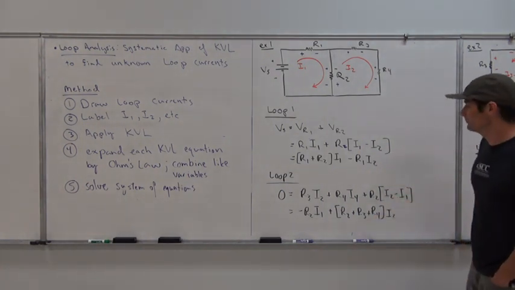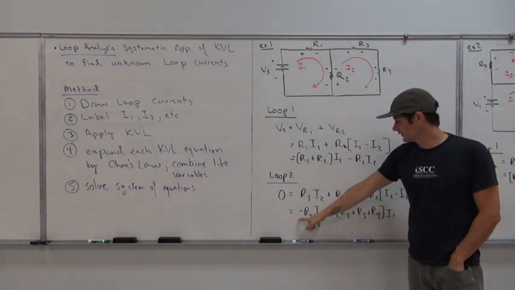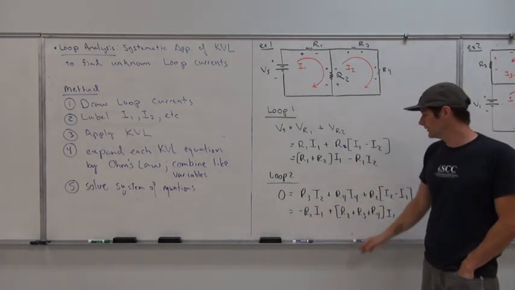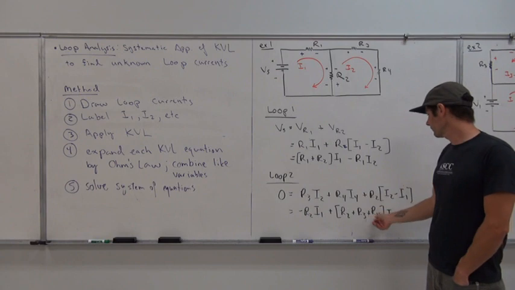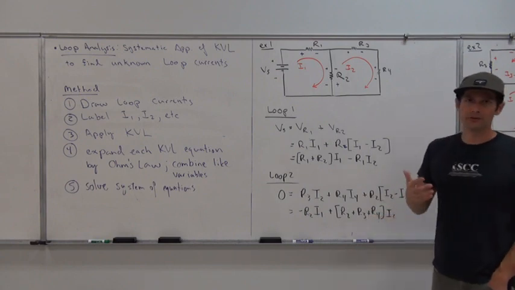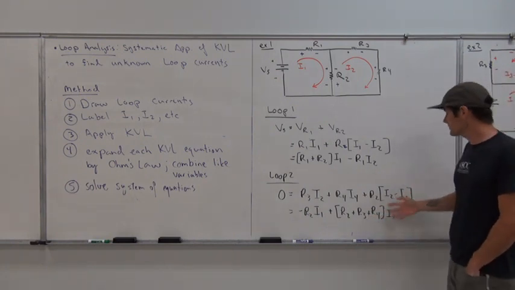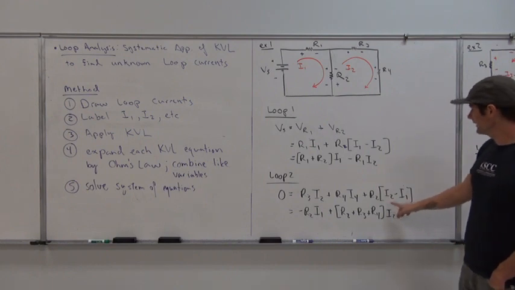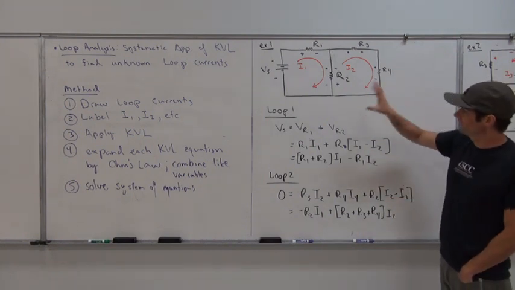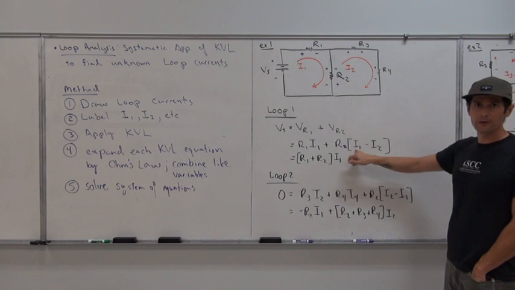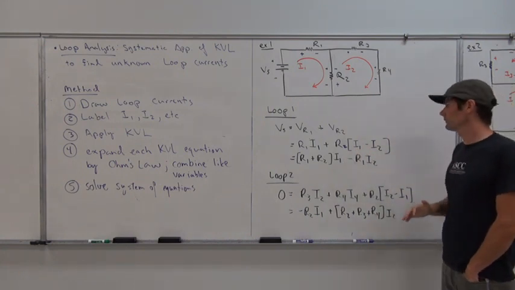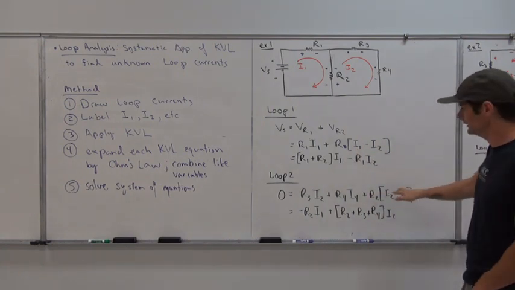And we go out, combine our like variables, and that comes out to be equal to minus R2 times I1 plus R2 plus R3 plus R4 times I2. So just note right here that when I write out the equation for loop 1, I always put I1 first. Okay? Always put I1 first. And that just keeps things nice and clean.